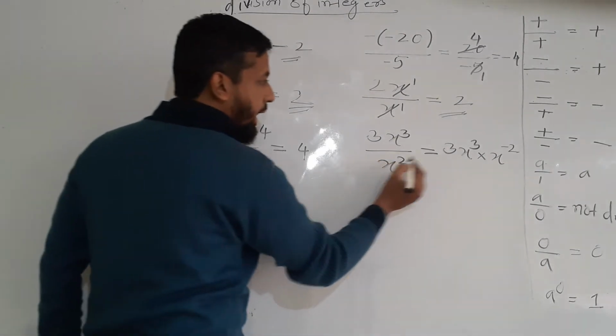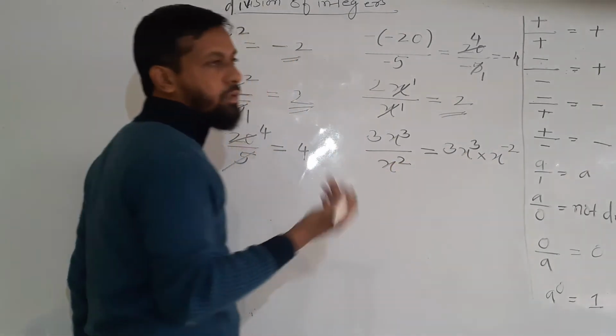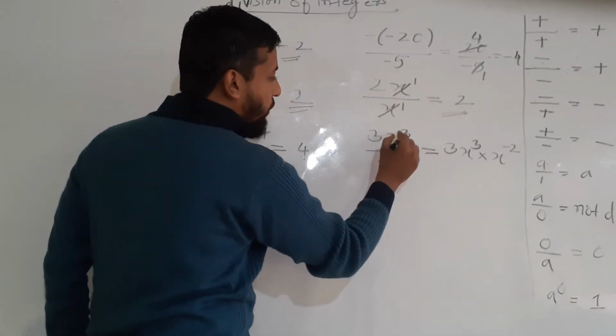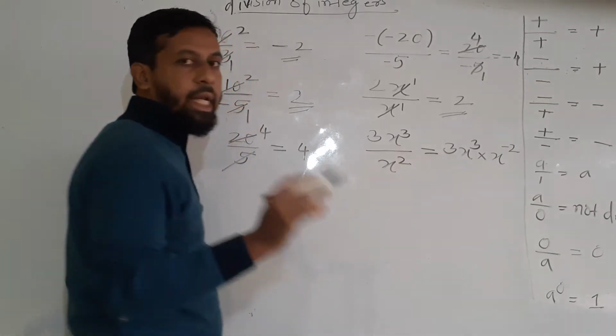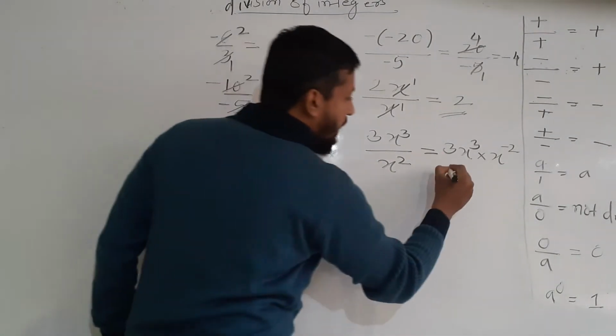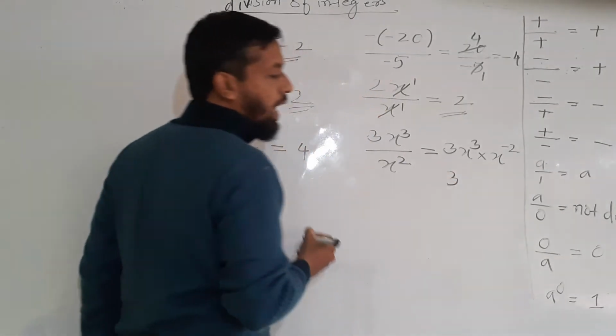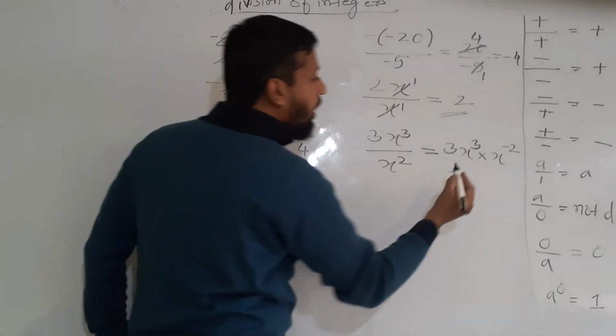If it is plus, it will become minus in the numerator. Same case with the denominator. Suppose if you are transferring one value from numerator to the denominator, its sign will change. Keep in mind. Now 3 will be as it is. Now one more thing we can learn here.